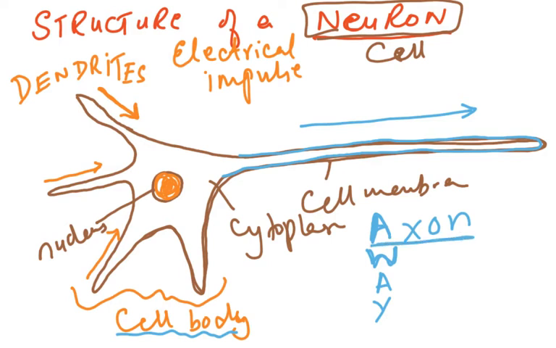Now the axon can be covered with myelin sheath. Now, it could be a myelinated axon or it could be a non-myelinated axon. So it can be both. We're going to go into a little more detail about this myelin sheath. This myelin sheath actually is a Schwann cell which is wrapped around it. And there are areas where there is no myelin sheath, this area. And that is called the node of Ranvier.